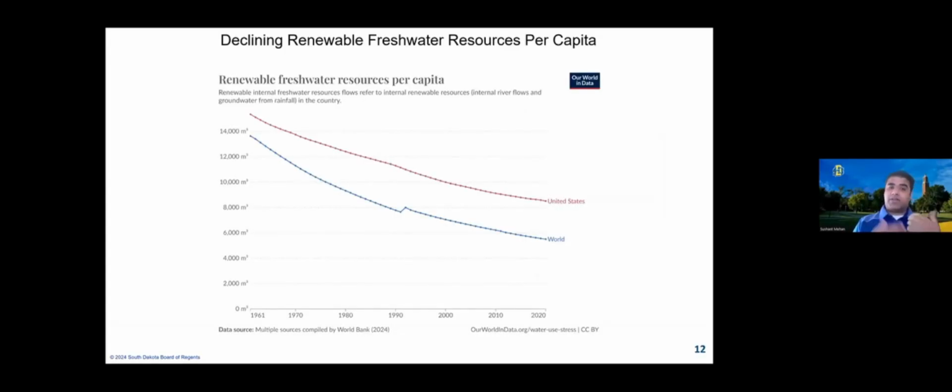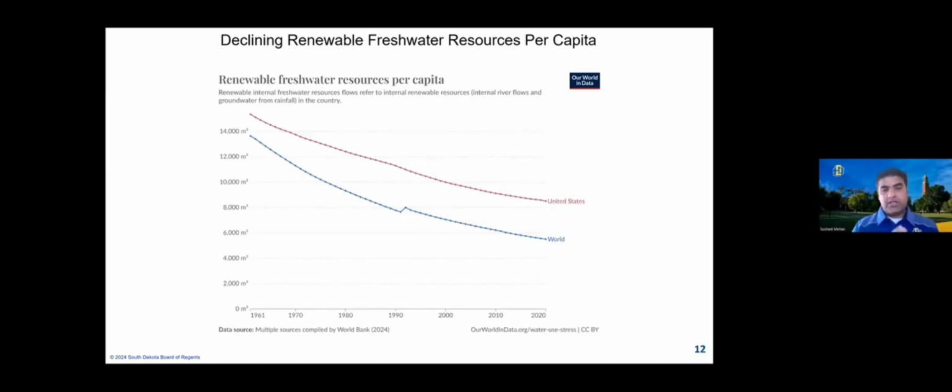To illustrate what it means for water resources practitioners, this slide illustrates a declining trend in renewable freshwater resources per capita over time, comparing the United States and the world average from 1961 to 2020. Renewable freshwater resource refers to any internal flows from sources such as rivers, rainfall, and recharge groundwater within a country. The red line represents the United States, while the blue line represents the global average. As you can see, both lines show a steady decline over the past several decades.